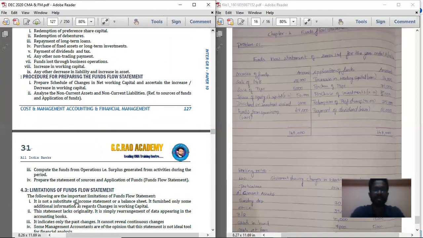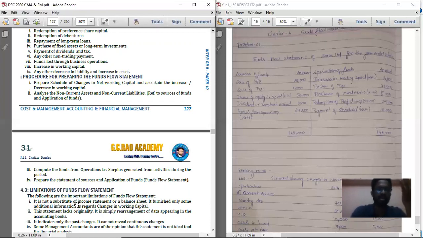And step number 3 is calculation of fund from operation. Funds from operation is nothing but the profit generated from the activities during the period, or the surplus generated from the activities during the period. Simple. Profit and loss appropriation account: opening balance will be on the credit side, closing balance will be on the debit side. So you should compare and find how much profit was made during the year or loss made during the year. Accordingly, any profit surplus from fund from operation will go to source of funds. Any loss will go to application of funds.